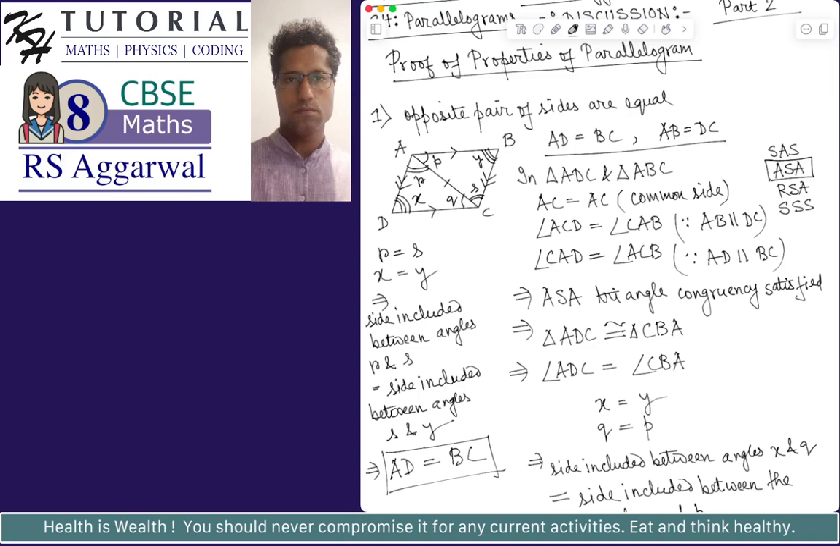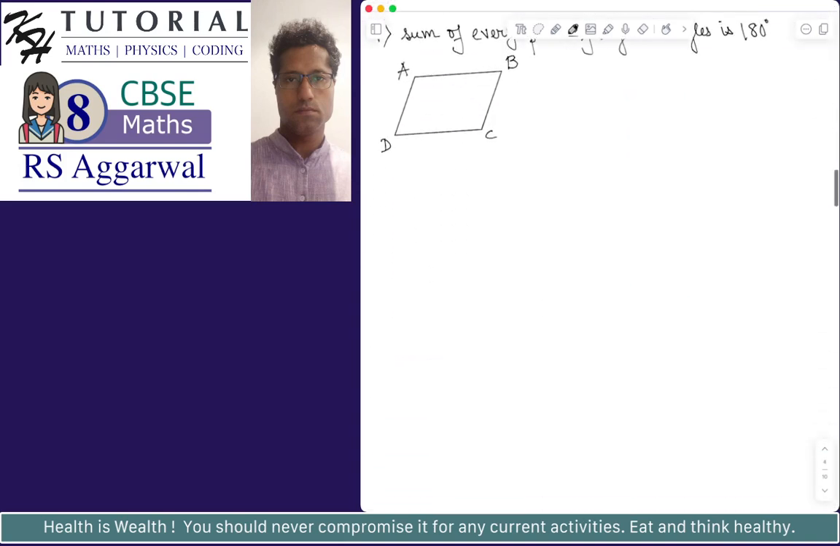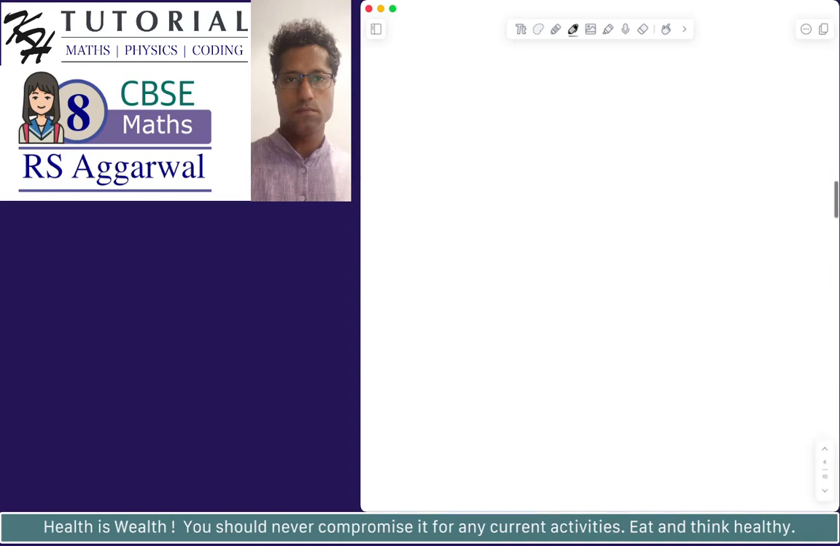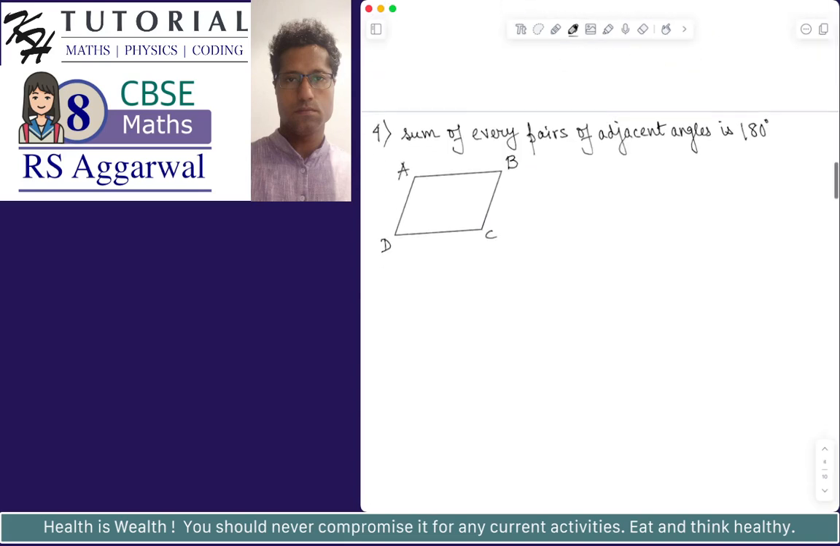For the diagonal AC, the proof will be very similar if we consider the diagonal BD. So I will not be doing the proof of 5, because it is already done while doing the proof of property 1, that is, the pair of opposite sides are equal. Let me quickly do the proof of 4.